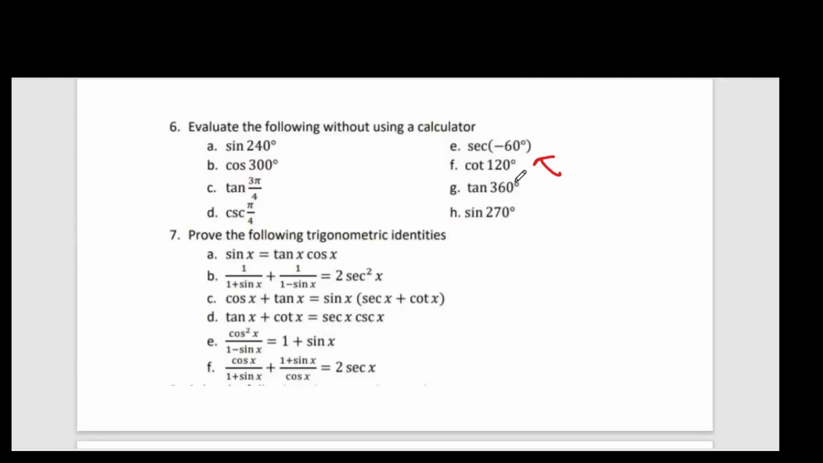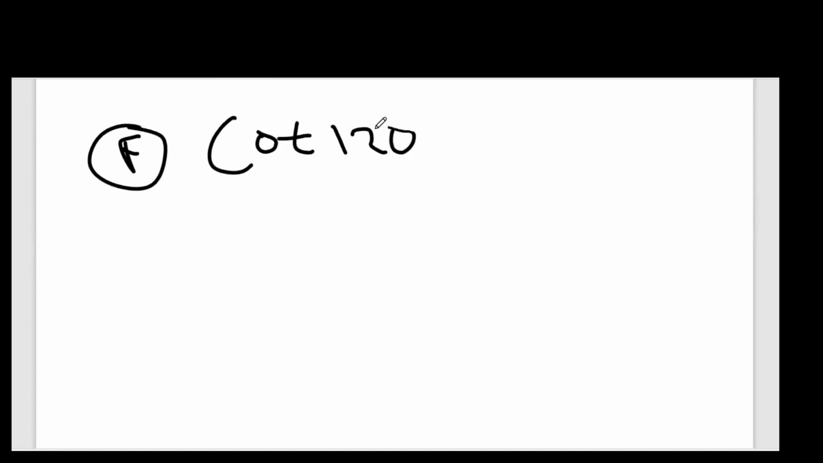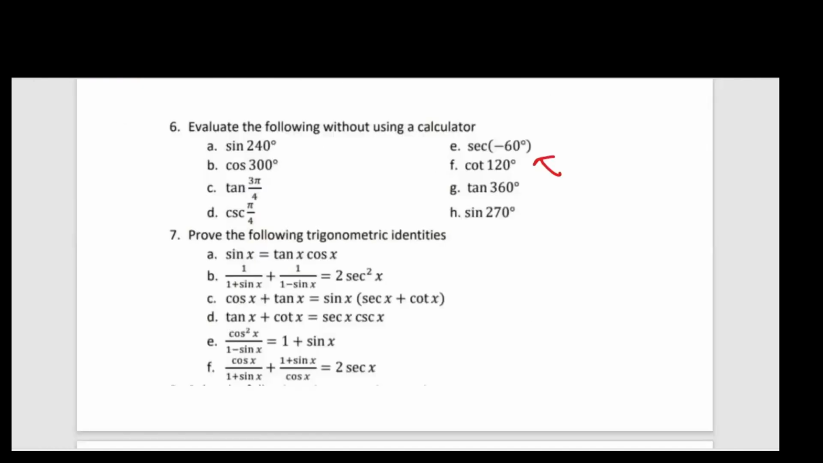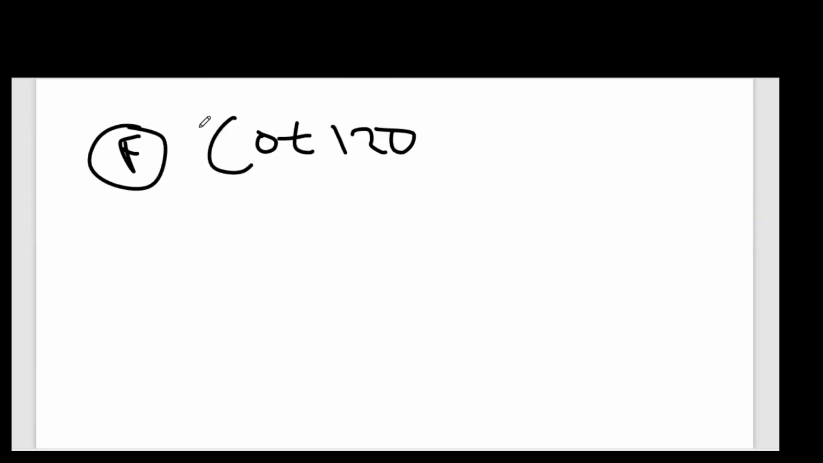Let me solve for tan and cot there. So let's solve F. F there, we have got 120 degrees. We know that cot is just the opposite of tan, right? So if I had to write this, it would be 1 over tan 120. But do we know what value of tan 120 is? No, so we have to get a special angle.